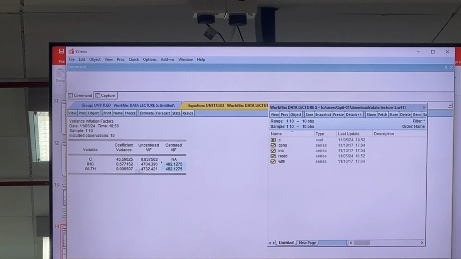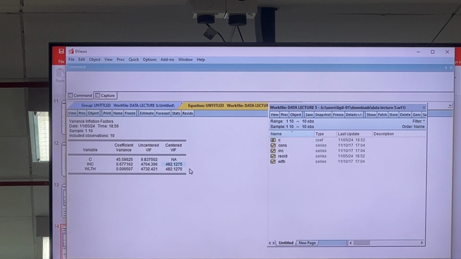It's obtained by regressing each x on the other x. Then we get the r square, and you calculate 1 divided by 1 minus r square. For example, how do we get this one? 482 is obtained by regressing income on wealth, or wealth on income; we get the same r square. Whether you regress income on wealth or wealth on income, you get the same r square. That's why we get the same VIF.